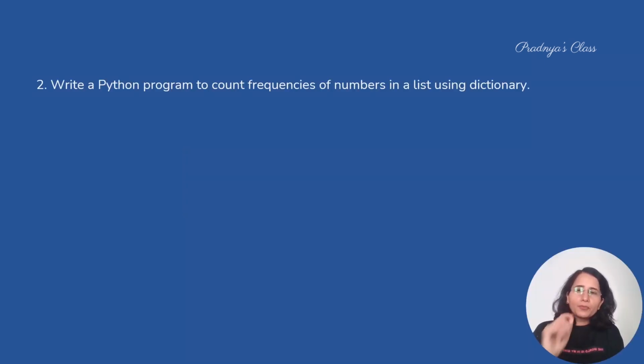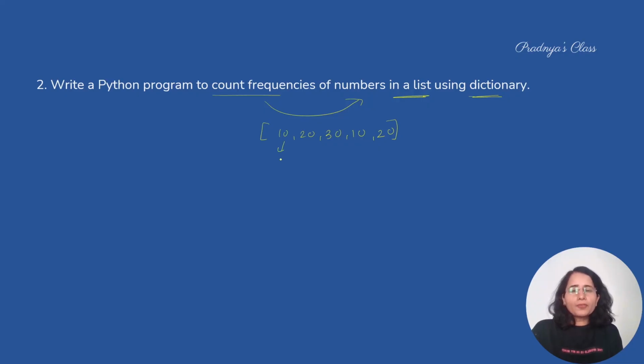Okay, let's try one more program. In this program we have to count the frequencies of numbers in a list, but that too using dictionaries. Suppose we have one list of values. Here I have some numbers 10, 20, 30, and again I am entering these numbers. Now I have to count the frequency of these numbers. So you can see here this 10 is 2 times. This 20 is also 2 times and the 30 is once.